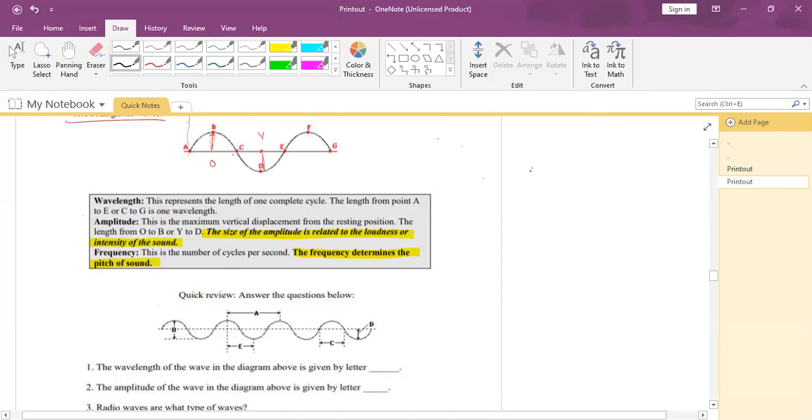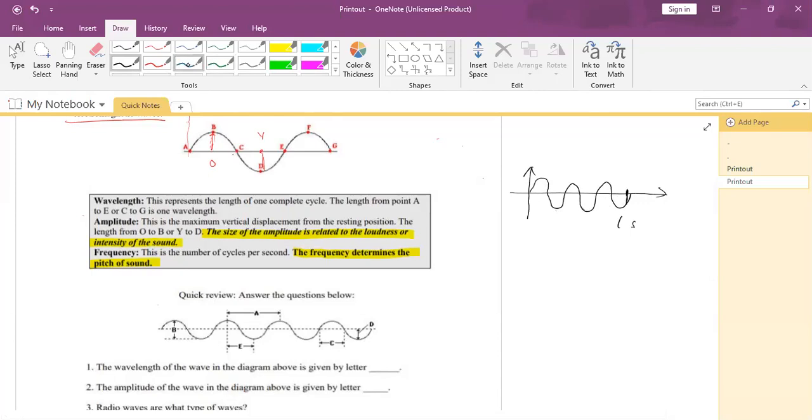So frequency, as I said, if you take 1 second, let's say this is your wave and this is 1 second. Let's say I have a wave that goes like this, 1, 2, 3, and about 3 cycles in 1 second. Let's create another one, I'll use a different color, red. Within the same second, I have more cycles. The red one has more cycles per second, so the red one will have a higher frequency than the black one.